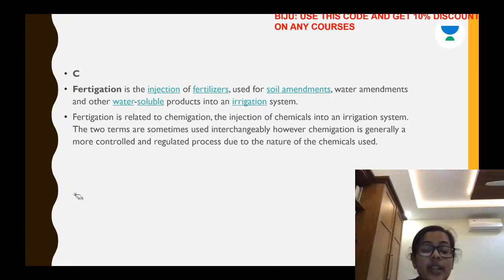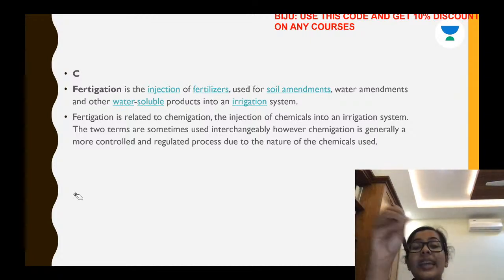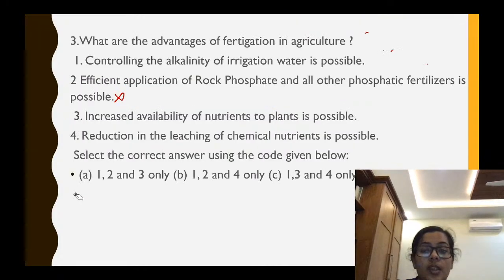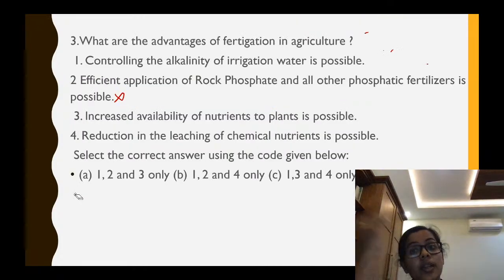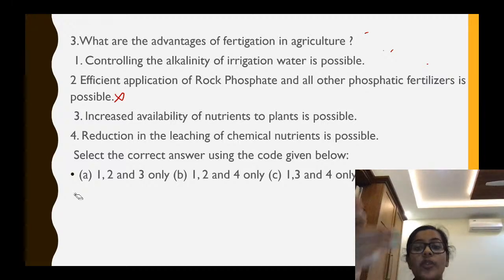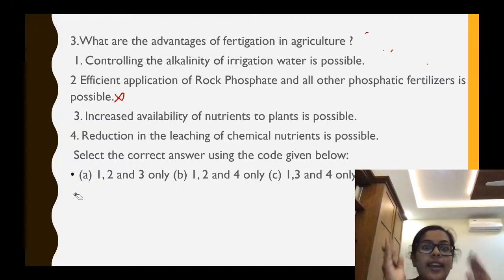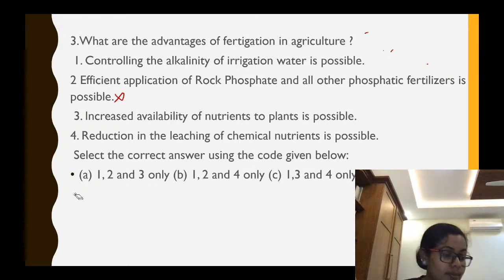What is fertigation? Fertigation means injection of fertilizers for soil amendments, water amendments and other water soluble products into an irrigation system. I have taken time for this question, but from now on, if this type of question has a general statement, avoid it, eliminate it, and definitely you can go to the answer.